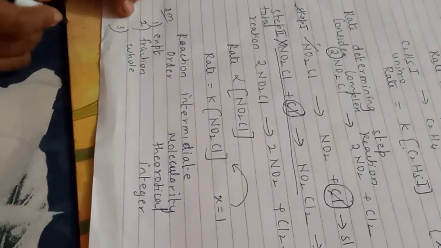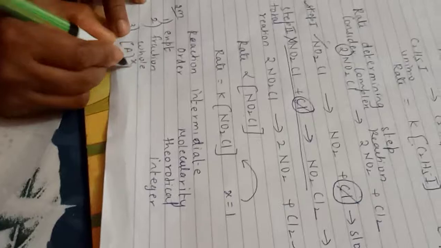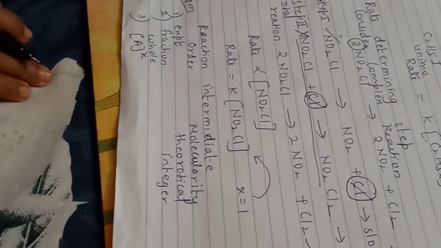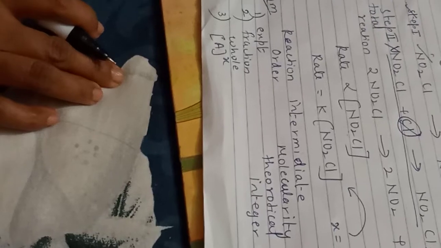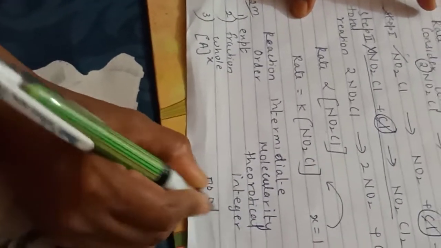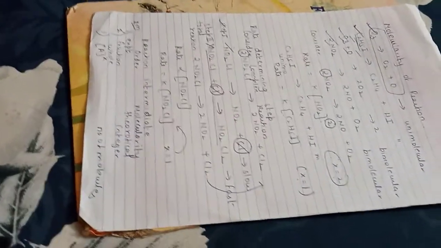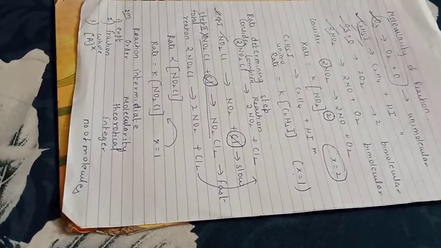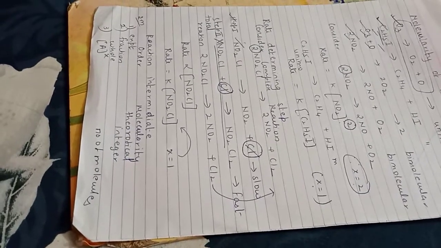Third, what is order of reaction? It is the sum of the powers to which the concentration terms of the reactants are raised. That is called order. Molecularity is the number of molecules of reactants involved in the reaction. Number of reactant molecules involved in the reaction is called molecularity. Order is the sum of the powers to which the concentration terms of the reactants are raised. That's it. Are you okay?